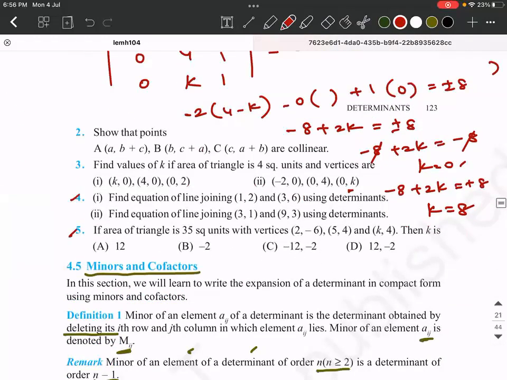So can you do the 4th and 5th? With that we are done. Can you do it a little fast? Find the equation of the line joining 1, 2 and 3, 6 using determinants. Let the third point be x, y. Apply the determinant and equate it to half into determinant is equal to how much? 0, because all three lie on the same line. For cross verification, you can use the formula y minus y1 is equal to m into x minus x1.